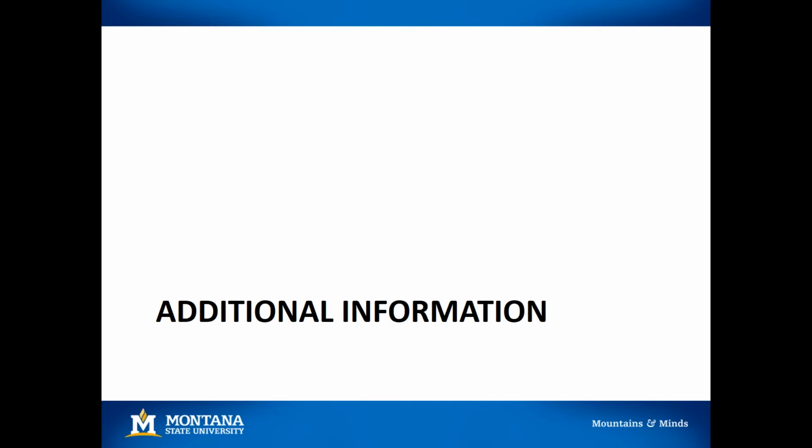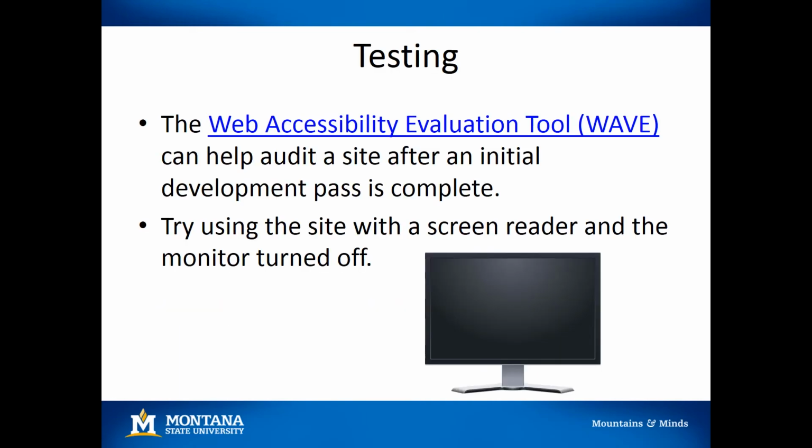Additional information. Testing. So we have the Web Accessibility Evaluation Tool, or WAVE, and this can help you audit a site after an initial development is complete. Don't try this until you've taken the concepts you've learned today and applied them to your website. Otherwise, you're going to have a lot of noise. It's going to be very overwhelming. Go through and try it first. Try making your edits first, then run the WAVE tool.